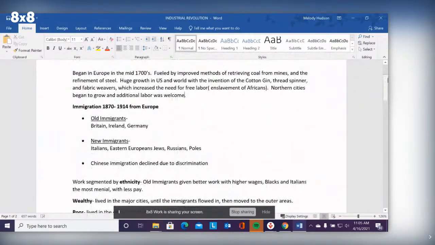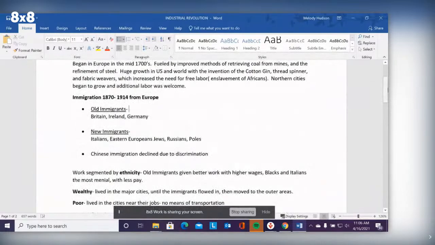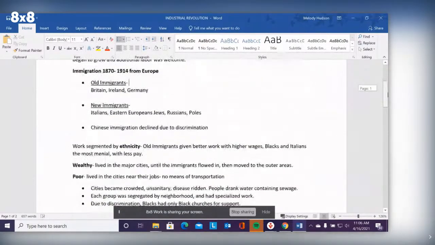Work was segmented by ethnicity, by where you came from. The old immigrants were given better work with higher wages, while Blacks and Italians were given the most menial work with less pay. European Jews worked in clothing, and it was really segmented by who you were. And people lived in communities where they had support from one another, with businesses, with being able to have some of the foods that were part of their old culture, their religion, where they had things in common.